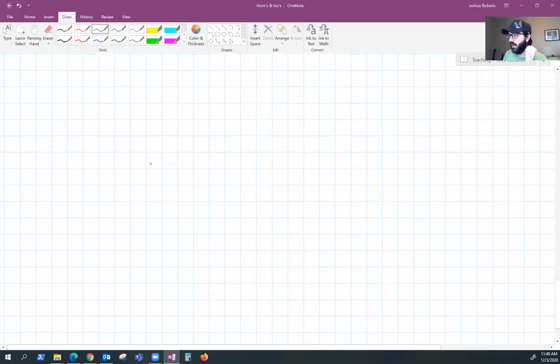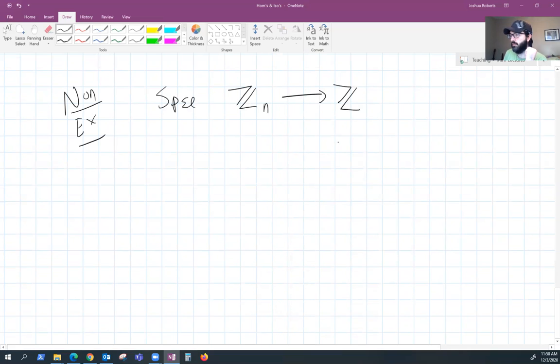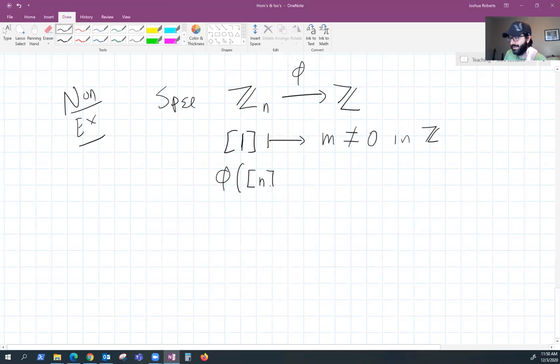Or rather, this is more like a non-example. Suppose I want to define a homomorphism from Zn into the integers. Again, these are cyclic groups. Let me define the class of 1 to go to some integer that is not 0 in Z. So I'm going to send the class of 1 to some non-zero integer. What happens if I call it phi again? What happens if I try to do phi of n?